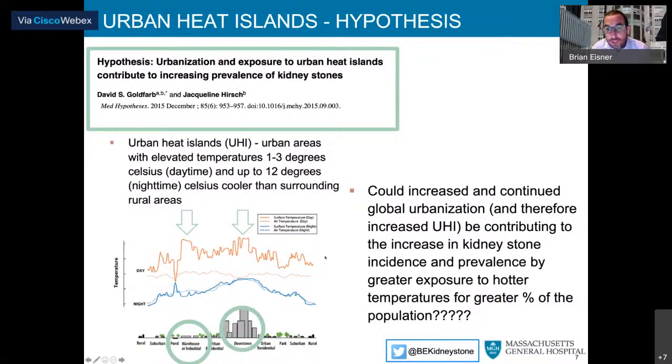What we've seen, of course, as Dr. Desai starts talking about the last 42 years, is a massive shift and continued urbanization globally. And with continued urbanization, of course, many more people are exposed to these urban heat islands.